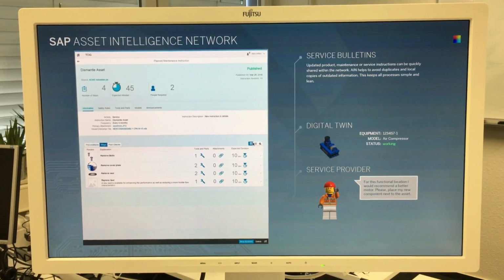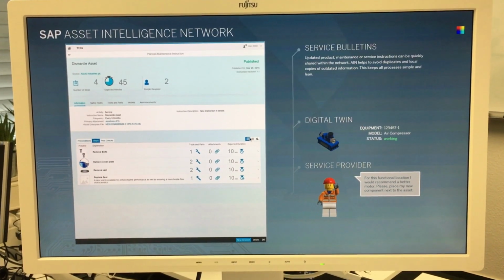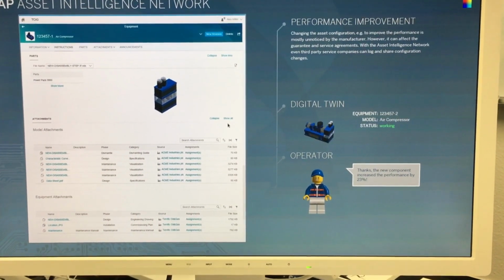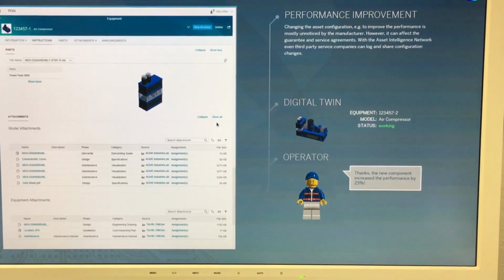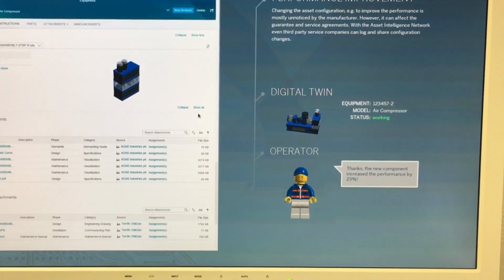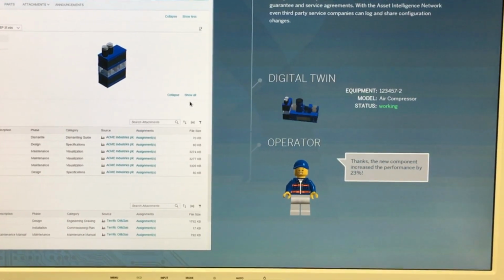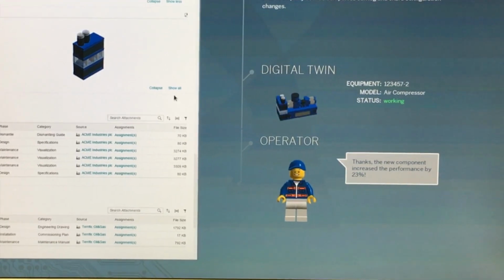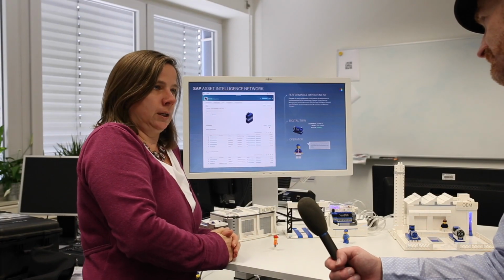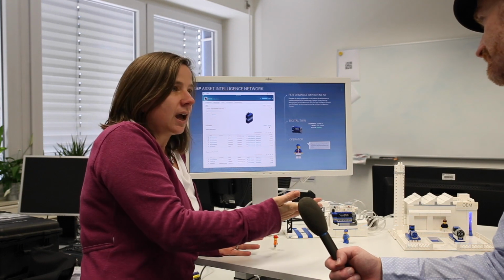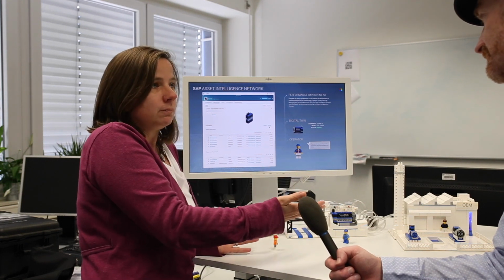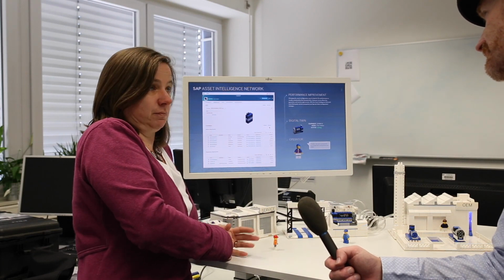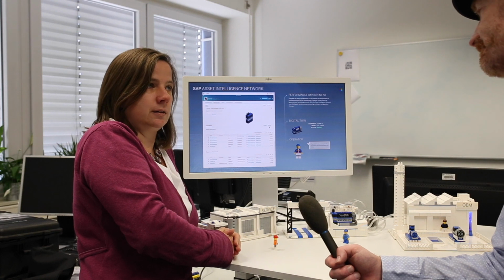And he is installing that. What's happening now is that, in the Facebook analogy, this is sending a status update on Asset Intelligence Network. And we see now that this device has been added to the gas turbine that we have installed. This is something that the manufacturer would now also be able to see. And having that information would allow them to decide that maybe it would be a good idea to add that up front, because 90% of our customers are installing that.